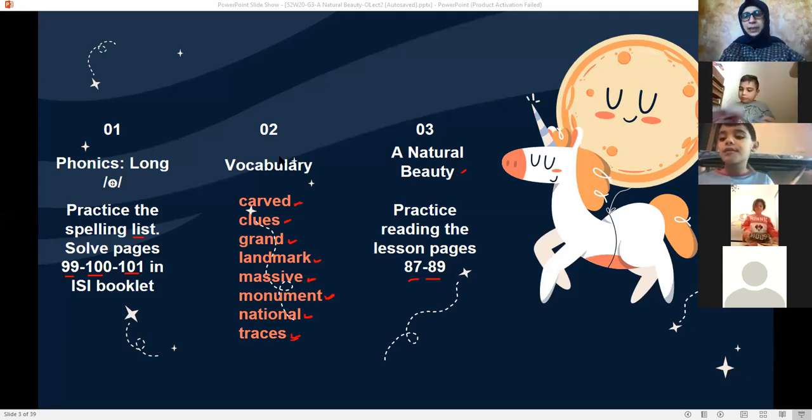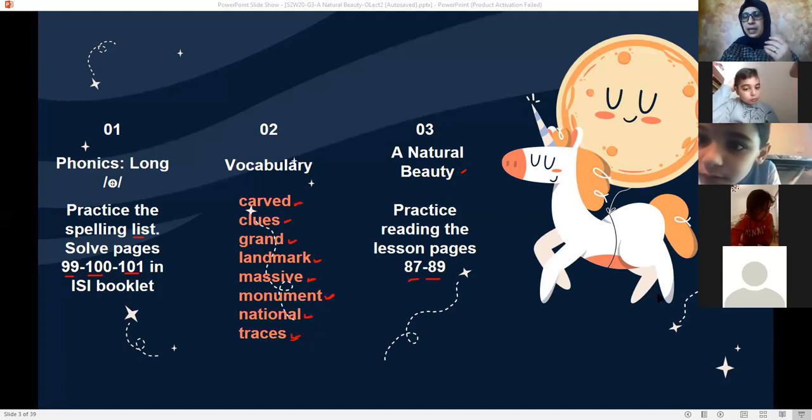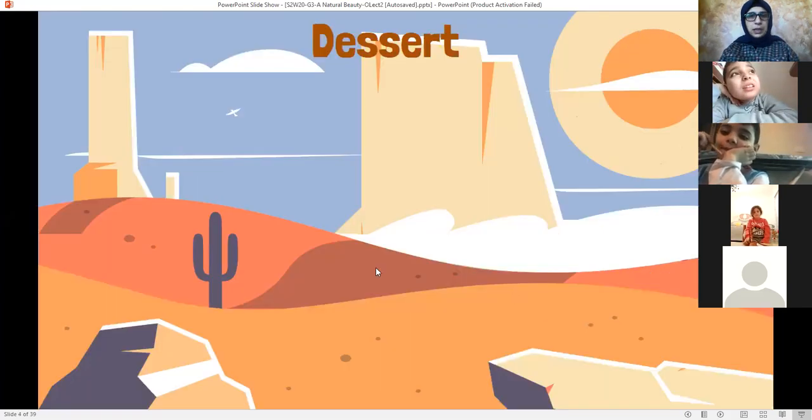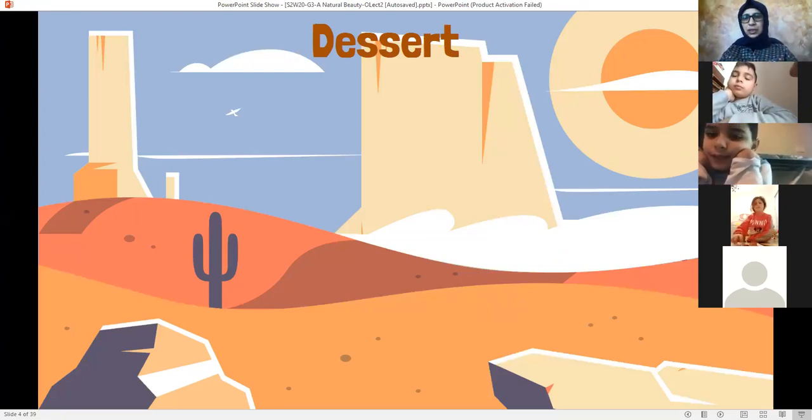This is our vocabulary list. Carved, clues, grand, landmark, massive, monument, national, places. And this is the title of our lesson. Moving on. As I said, we are going to have many examples of a landmark. A landmark can be a place, just like the place you see here in the picture. Karim, what do you see in this picture?